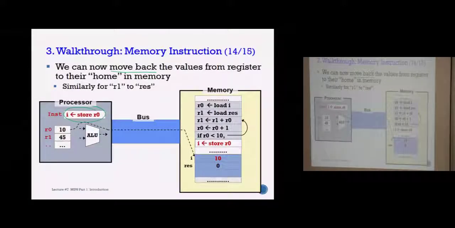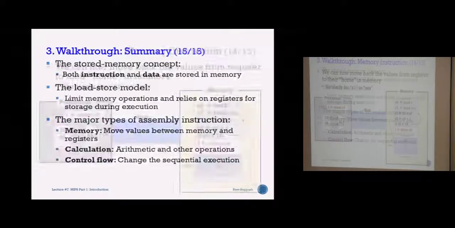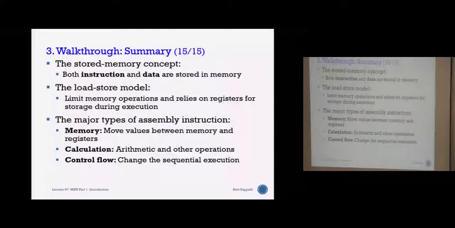So the first step and the last step are always a memory access. The first step is you load from memory all the things you need. You do all the computation with the registers, and the last step you write everything back to your memory location. This is basically called the load store model. Why? Because you want to minimize memory access as much as possible. Unnecessary memory access will slow down your whole system.